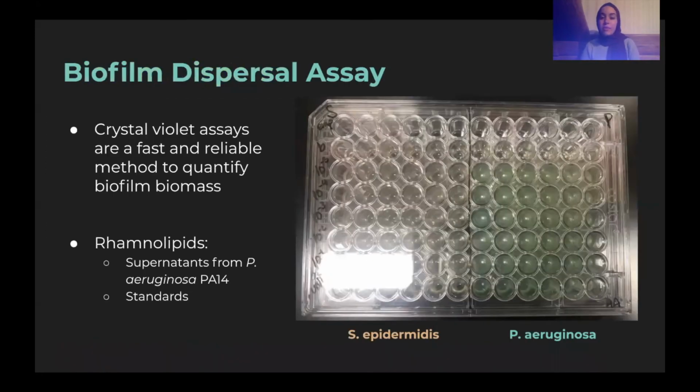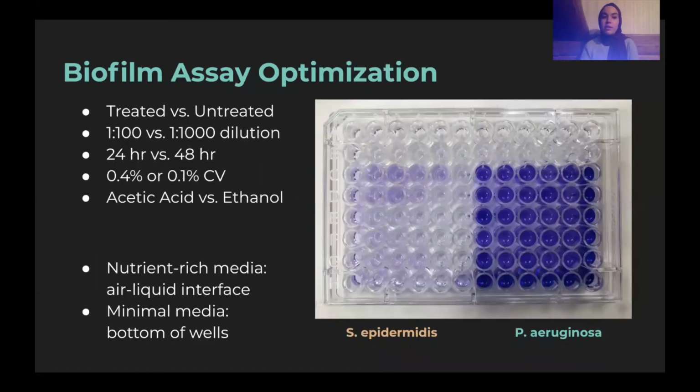So for my biofilm dispersal experiment, I chose a crystal violet assay. They're fast, reliable, and a good method to quantify biofilm biomass. So what I did is inoculated my bacteria of interest into a 96-well plate, like we can see in this figure. And then hopefully once I have optimized this biofilm assay, I'll treat with rhamnolipids to assess the effects on these biofilms. One way you can get these rhamnolipids is either supernatant from a strain of Pseudomonas aeruginosa that produces a lot of these rhamnolipids, or you could just prepare a standard.